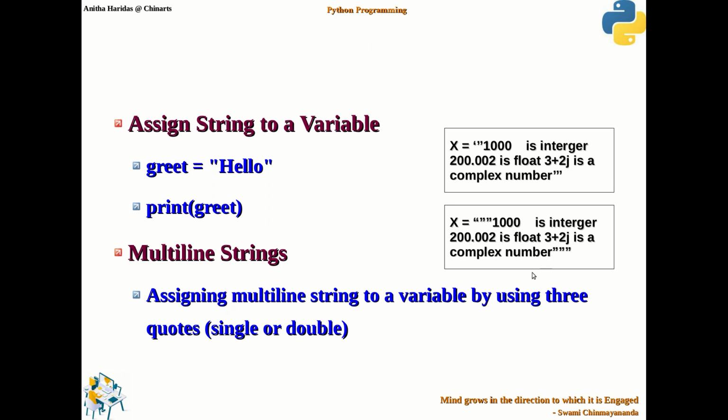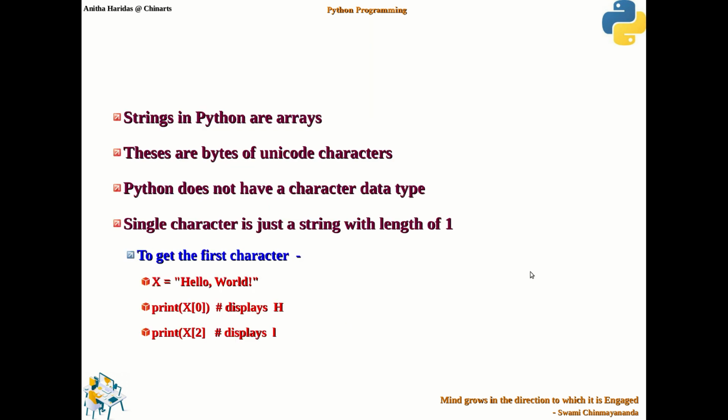So this is how we will be assigning a single-line string or a multi-line string to a variable. Now we know that strings in Python are also considered as arrays, and these are bytes of Unicode characters, right? So we don't use ASCII characters in Python, we are using Unicode characters. Whereas in C programs we use ASCII code characters for the strings, but here we are using Unicode characters.